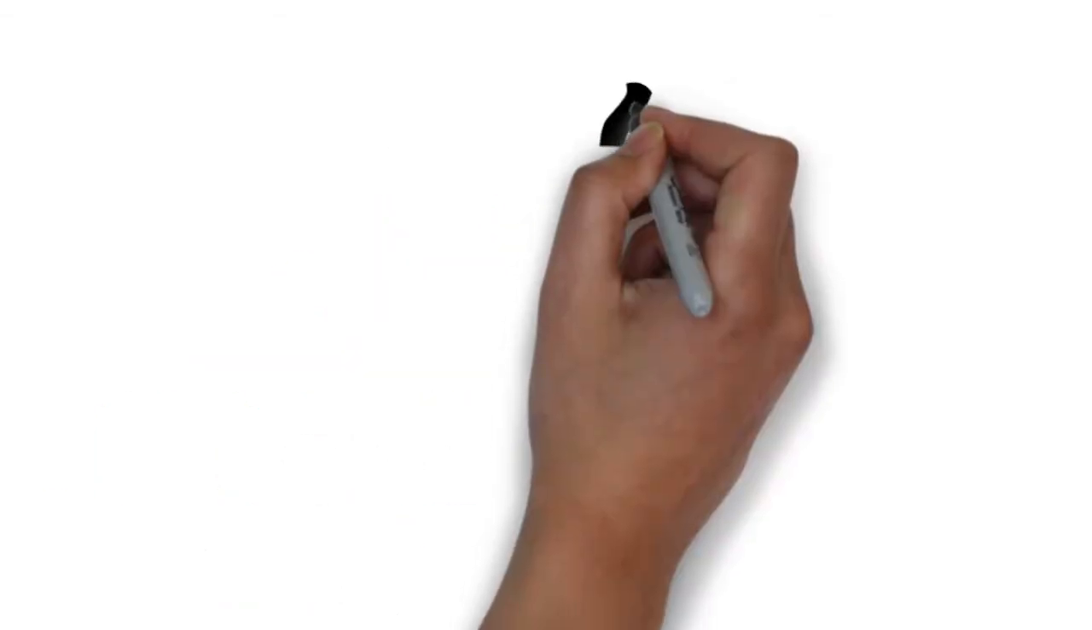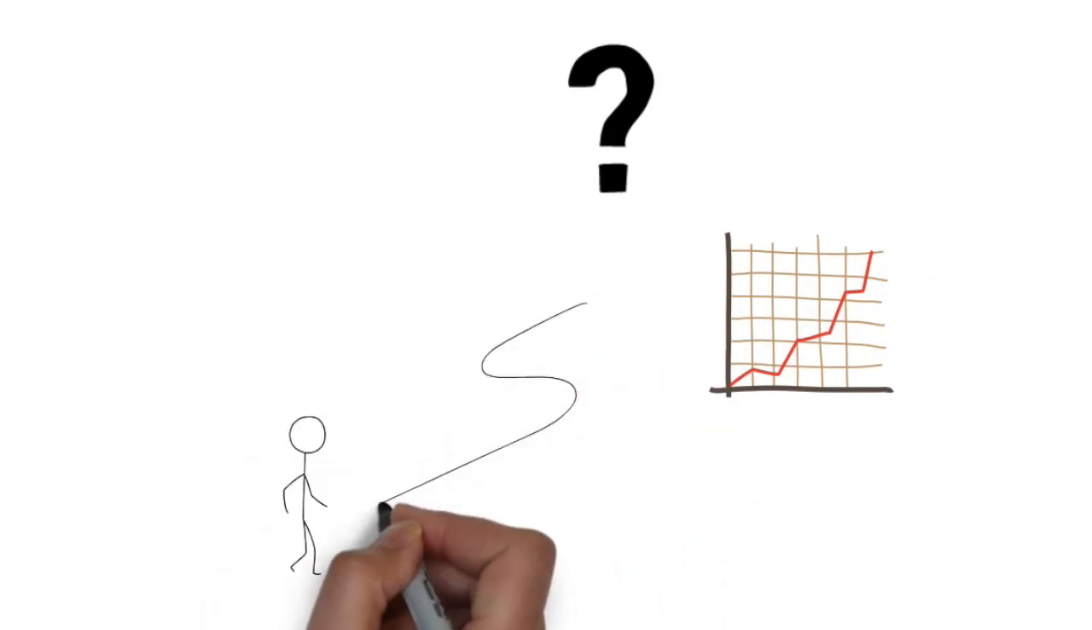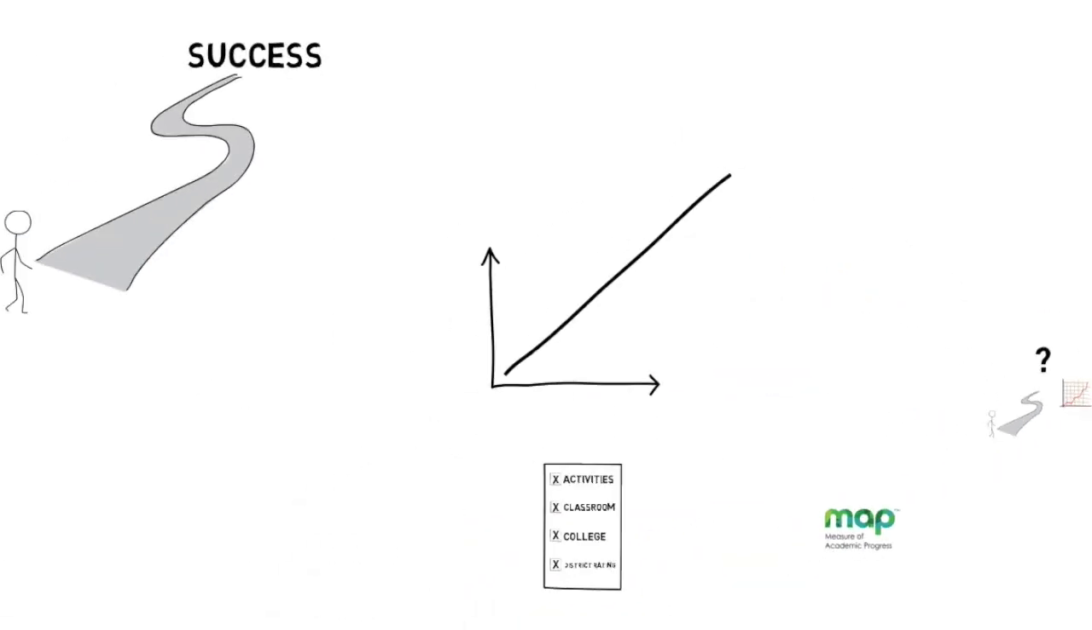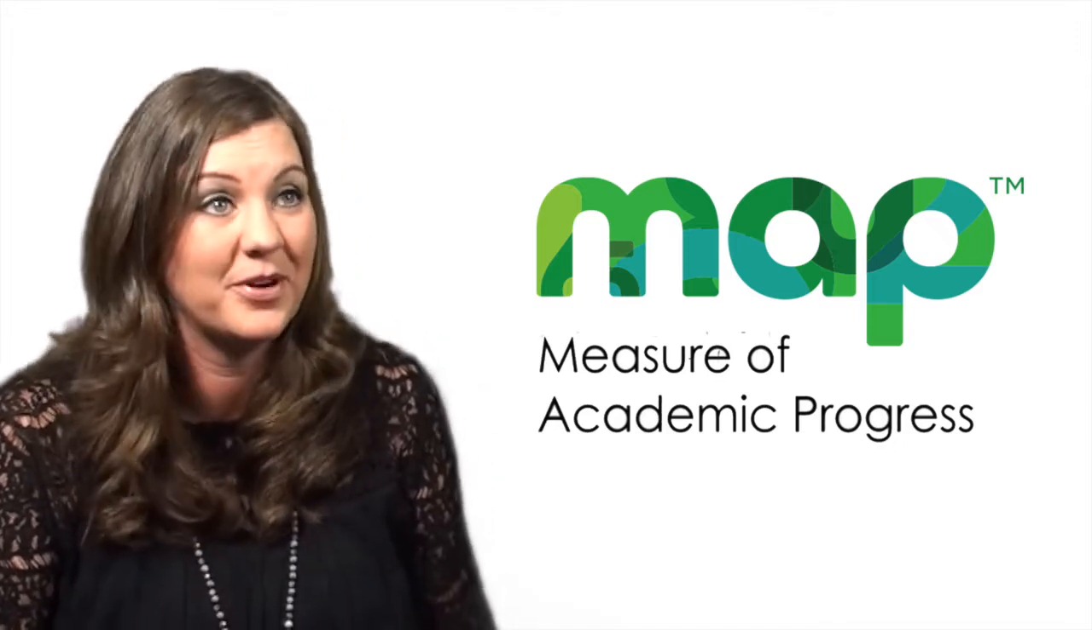or MAP testing. While you've probably heard of MAP testing, we want to take a few moments to answer some of your most frequently asked questions, like what is MAP testing, how do we use the data, and what role does it play in our student success? Many parents ask us, what is MAP? MAP stands for Measures of Academic Progress.